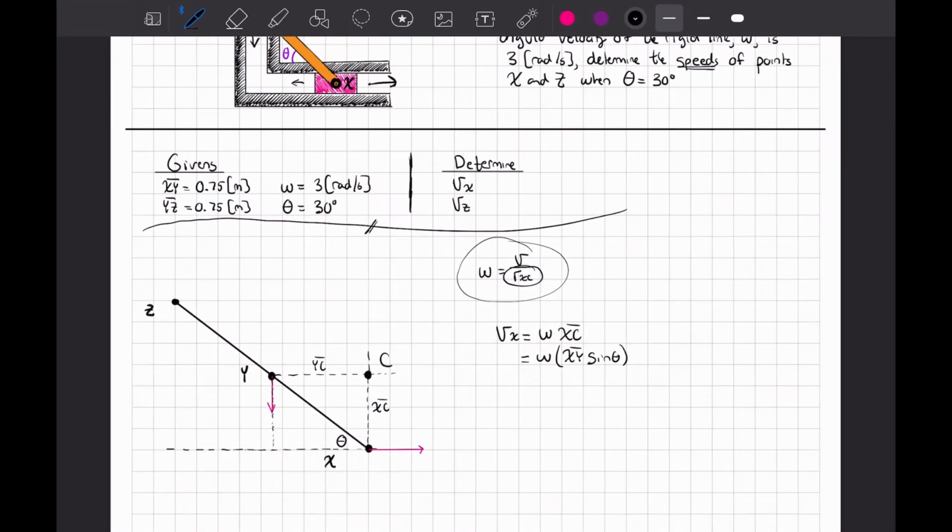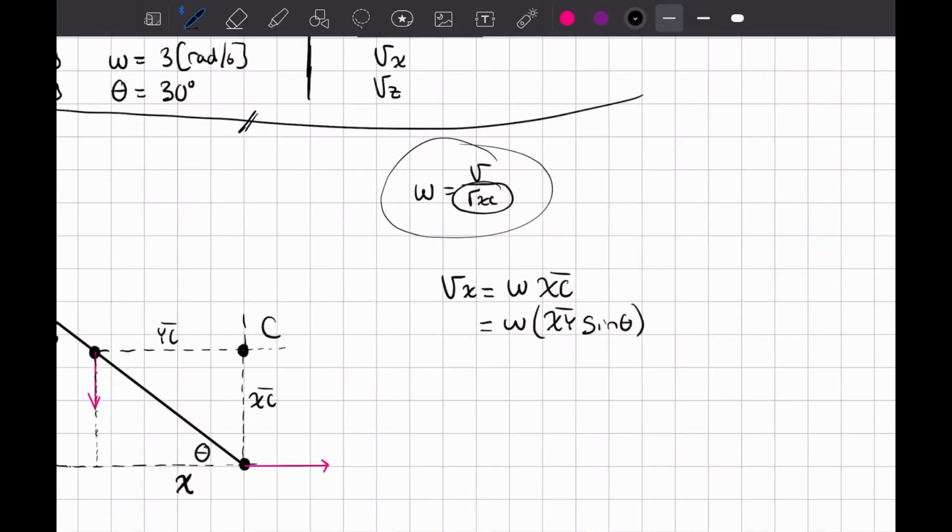Okay, we know omega, that was 3 radians per second. We know xy, that's 0.75 meters. And we know theta, which is 30. So if we plug that all in, we'll get the speed of block x is 1.125 meters per second.